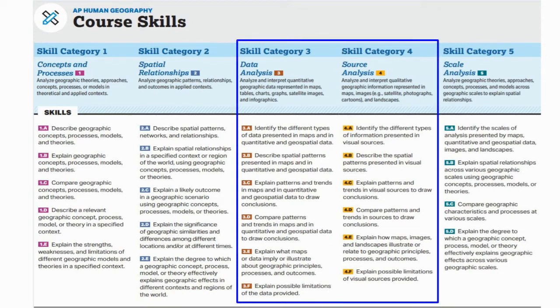You have the data and source analysis, which if you are looking here and here, it says analyze and interpret quantitative geographic data, representative maps, tables, charts, graphs, satellite images, and infographics. And this one says analyze and interpret qualitative. Quantitative meaning numbers, qualitative meaning more like visual information, like maps again. So maps overlap in both of them. Satellite images overlap in both of them.